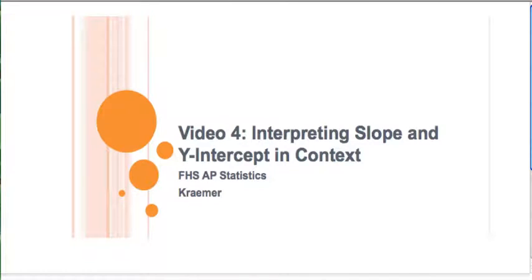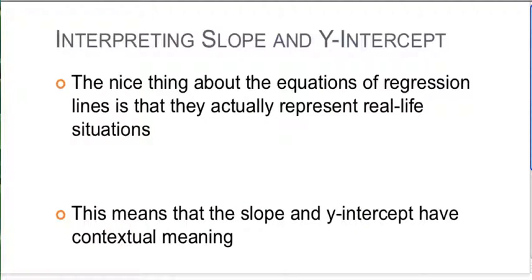Hello, and welcome to video 4, which is all about how to interpret the slope and the y-intercept of a regression equation in the context of the problem. So the nice thing about the equations of regression lines, like the least squares regression line, is that they actually represent real-life situations. This means that the slope and the y-intercept are going to have contextual meaning. They're going to mean something in the context of our problem.